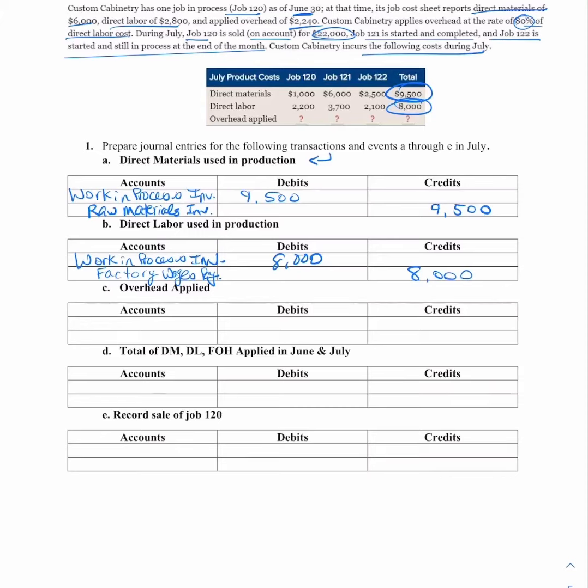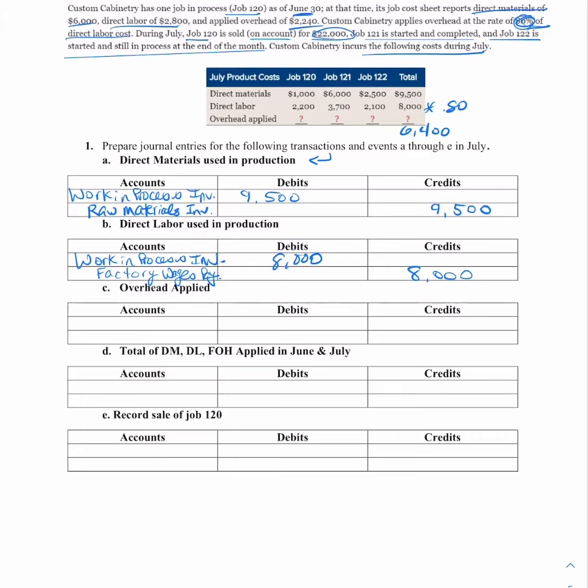So when we do this, there's a shortcut to get this journal entry if you want it. And since they told us we use 80% of direct labor, I can simply take the 8,000 times 0.8 and get that this right here is $6,400. While that will work, it is not how I recommend that you do this. And the reason for that is because when we get to selling these jobs, we're going to need to know how much overhead was applied to each individually.